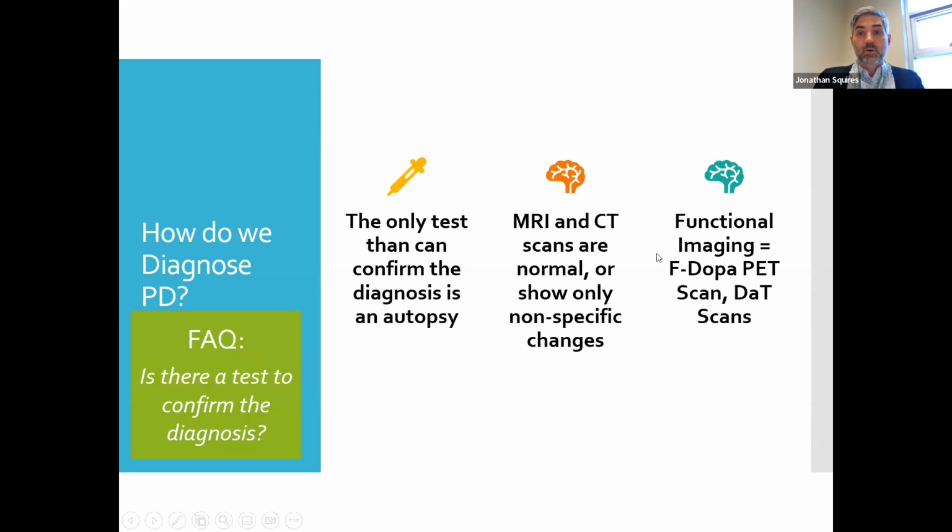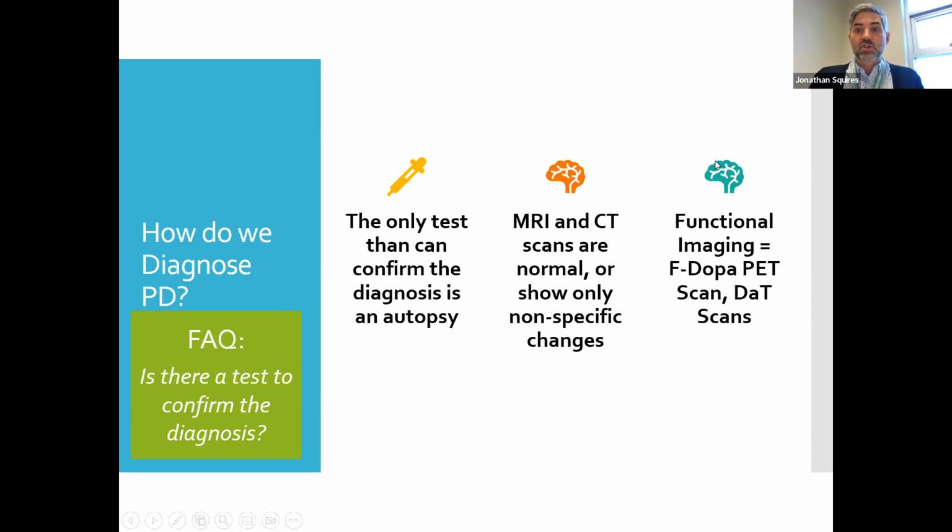Imaging studies like MRI and CT scan generally are normal. Sometimes they may show a bit of shrinkage of the brain more than you would expect for your age. That reflects the fact that certain brain cells are dying away, and so the brain will slowly shrink. That happens to all of us as we get older, but it happens more quickly than you would expect if you've got something like Parkinson's.